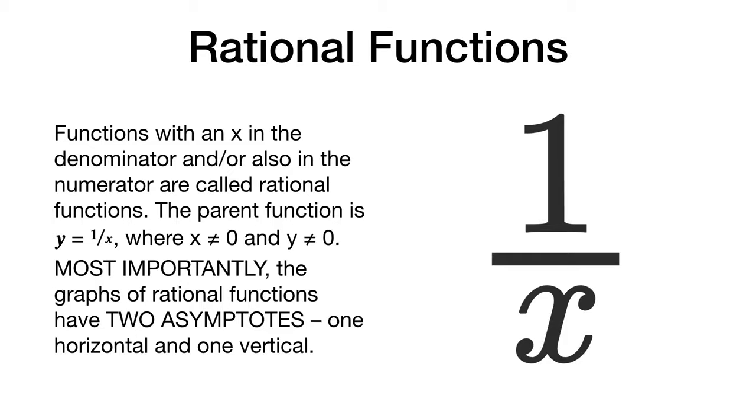All right, so let's talk about rational functions, because that's what these are called. Functions with an x in the denominator, and also possibly in the numerator, and always at least one in the denominator, are what we call rational functions. The parent function is y equals 1 over x, where x can't equal 0, as we just talked about, because it's undefined, and y can't equal 0, because as we go out we get closer and closer to 0, but as long as we have 1 over that number, it never quite reaches. Most importantly, the graphs of rational functions have at least 2 asymptotes, one horizontal and at least one that's vertical.